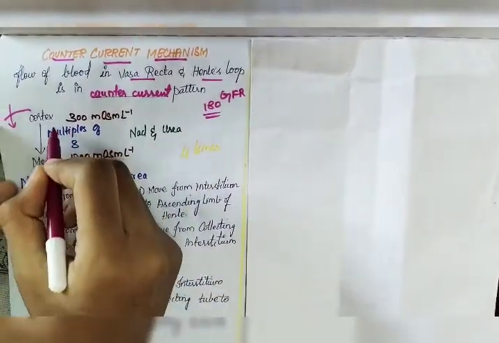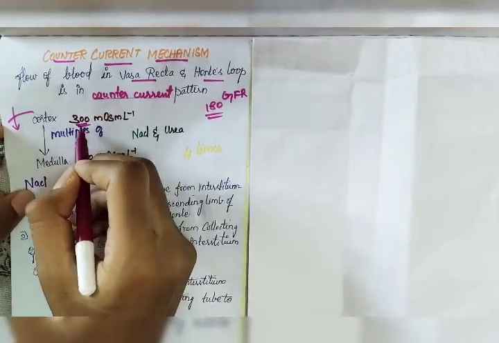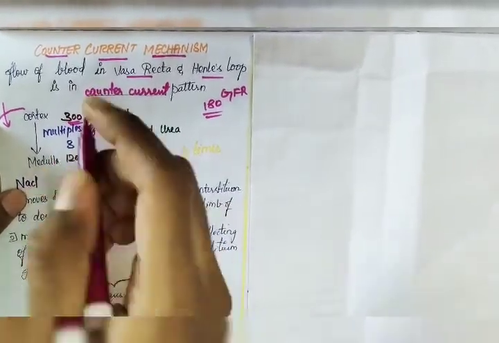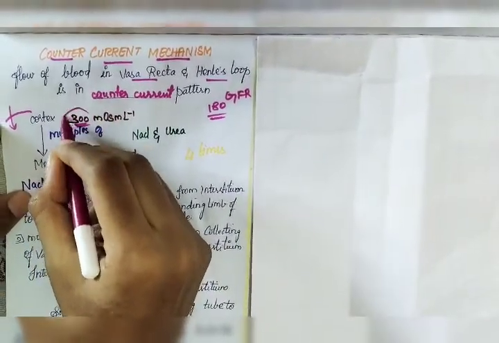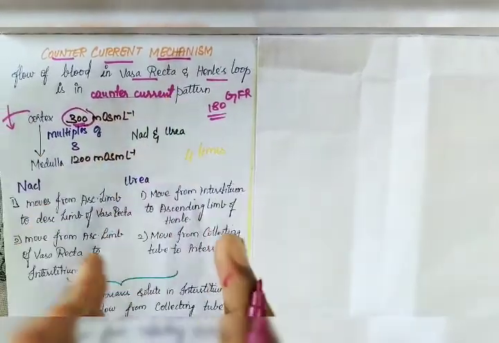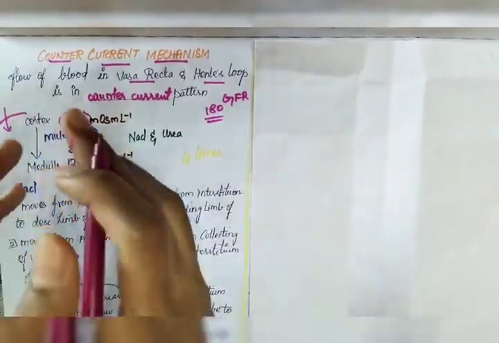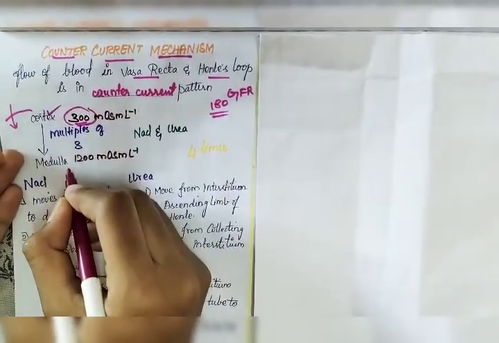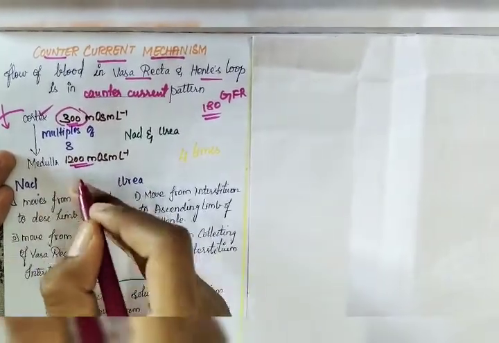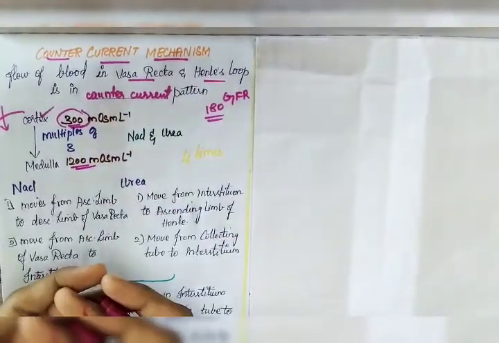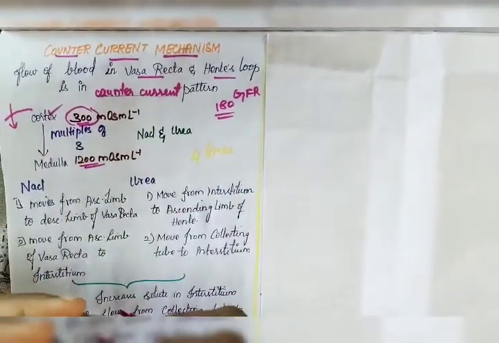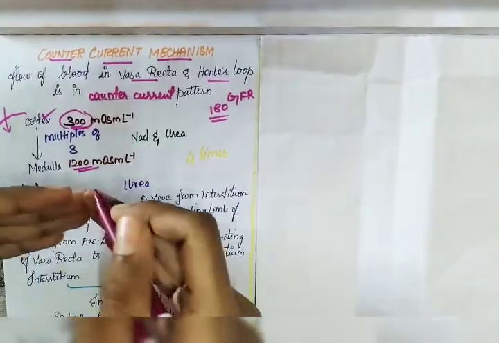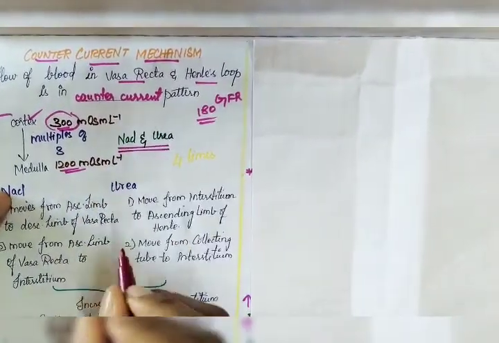In the cortex we have 300 milliosmol, meaning in the cortex the filtrate is less concentrated. This amount indicates the presence of solute. So 300 is less, so the solute content is less in the cortex. While when we come to the medulla, the number is 1200. Four times it has increased, right? So it is four times concentrated, four times the solute is added. That addition is done by urea and sodium chloride.